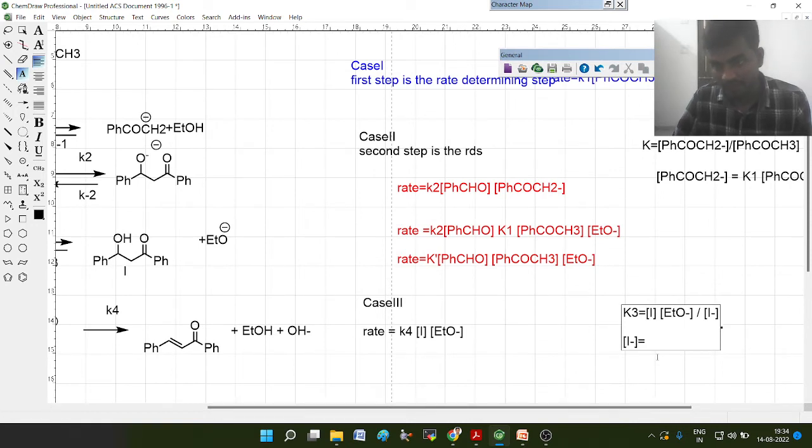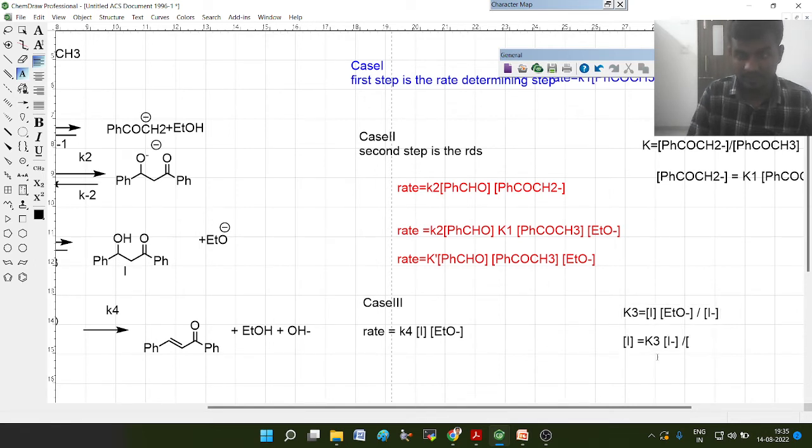So the concentration of I will be, K3 will be just below, right? I think I'm okay. Perfect. And then EtO minus, divided by K3. That's what I was thinking. So I need the concentration of I, not I minus. So the concentration of I will be equal to, I remains as it is, so K3 into I minus will come. K3 multiplied by I minus, divided by the EtO minus concentration.